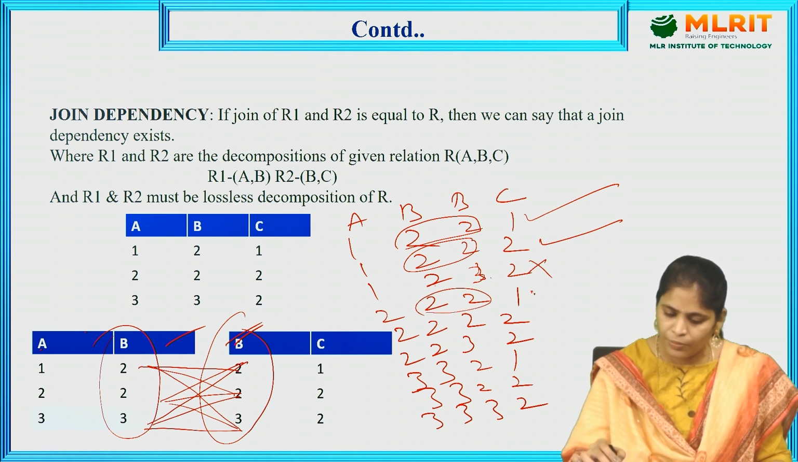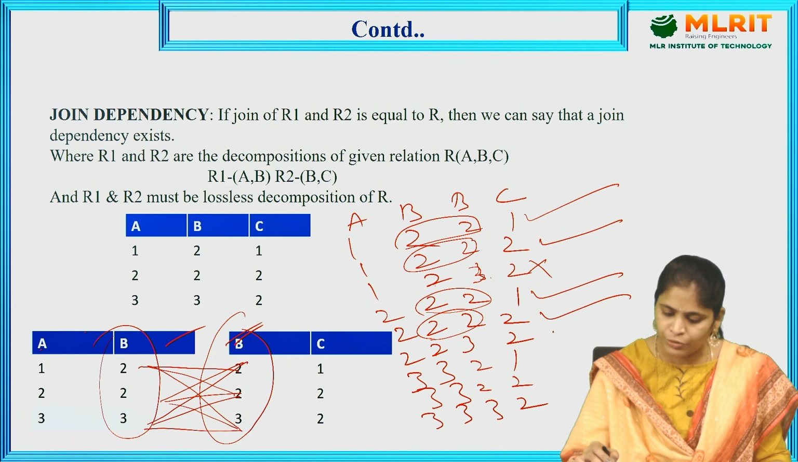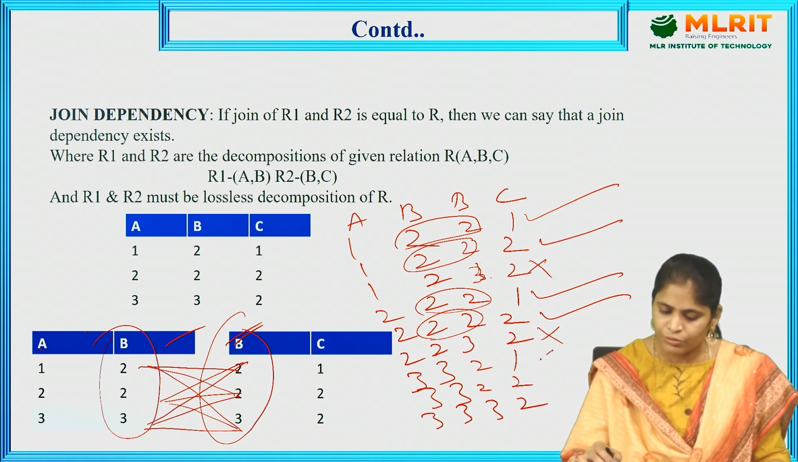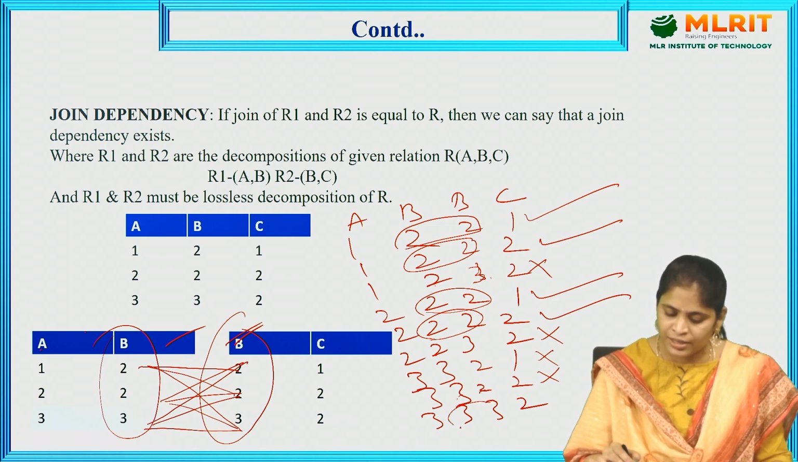This is the common column. This is the common column. And this row, see, B and B, 2, 3. This is rejected. 3, 2. This will be rejected. 3, 2. This will be rejected. Why? Because the B's are different here. Okay. Next, 3, 3. This is the common column B.